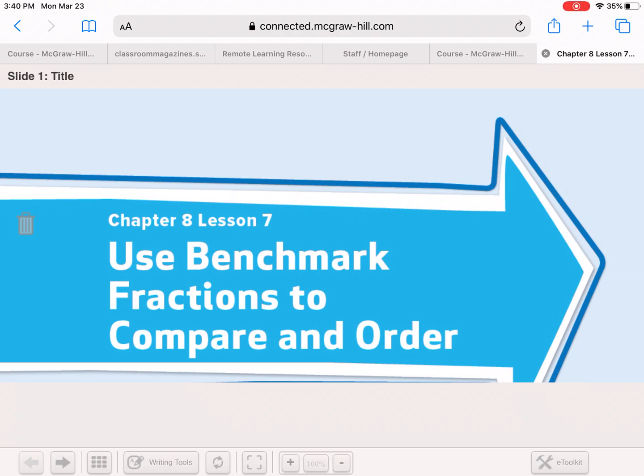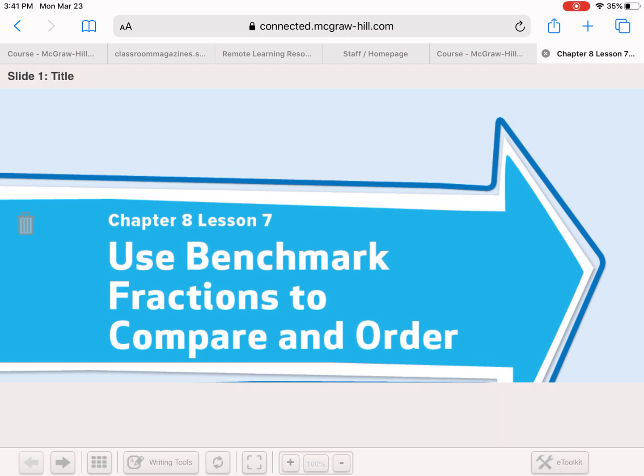Hey guys! Today we're going to talk about how to use benchmark fractions to compare and order fractions. Benchmark fractions means halves, fourths, thirds. Those are benchmark fractions. Well, really it's halves. It's 0, 1, and a half.